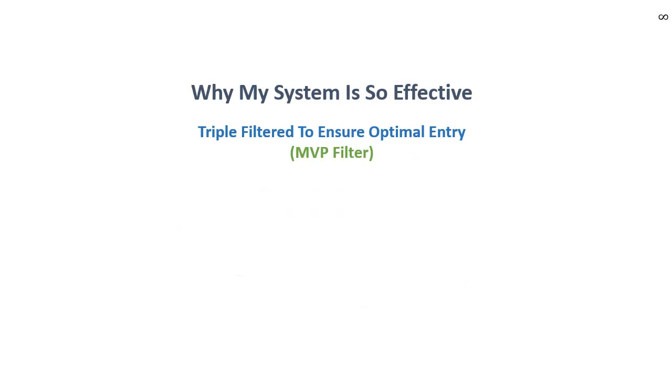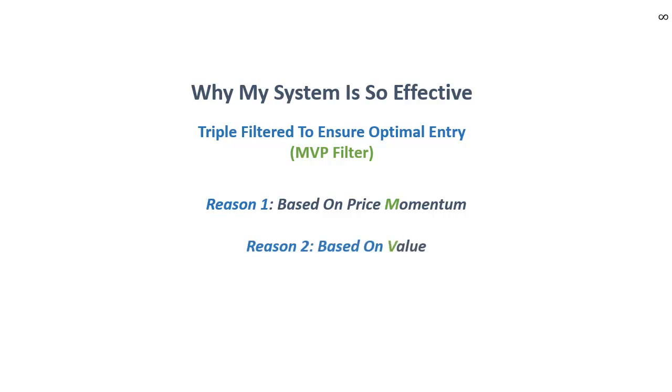Why is my system so effective? Why do you get so many winning trades? Well, triple filtered. Let me explain what I mean by triple filtered. MVP is what I call it. Reason 1, it's based on price momentum. As I explained, prices move in a certain momentum and then they follow through on that. It's based on value. Prices are trading around value. We know that. It's also based on psychology, as I explained. The psychology of trading is people undershoot and overshoot. That's why it's so good, because it's based on momentum, value, and psychology, and it's why it keeps winning.